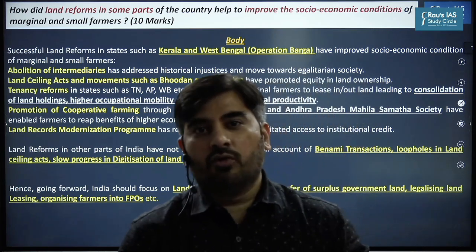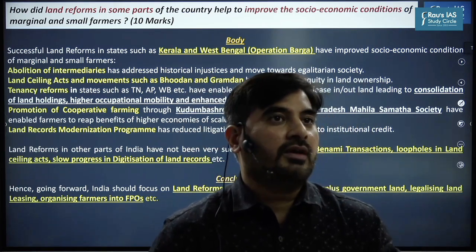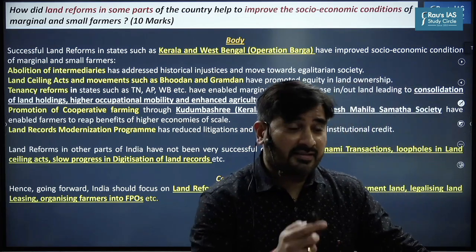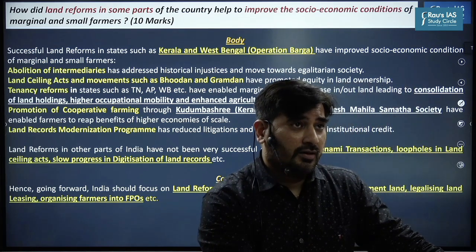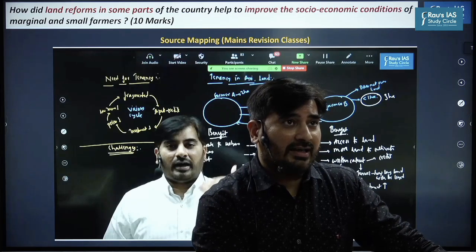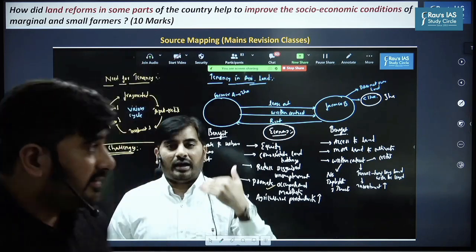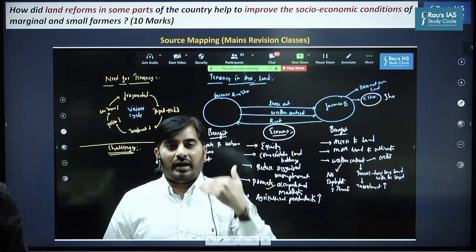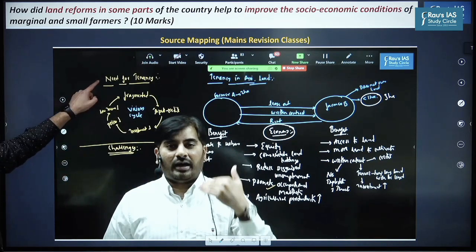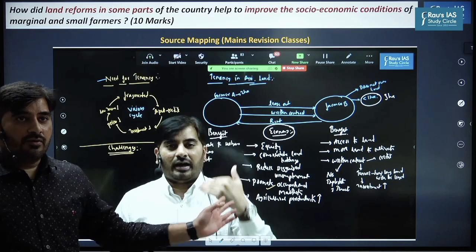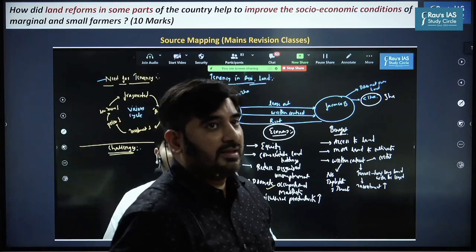Okay, let's move to the last question for the day now. As far as the discussion of this topic is concerned, I had covered this topic in detail in the mains revision classes. I hope you can see the screenshot here. In the mains revision classes, I had discussed why we need to legalize tenancy, and how tenancy in agricultural land will benefit all the farmers. So this concept I had discussed in the mains revision classes.